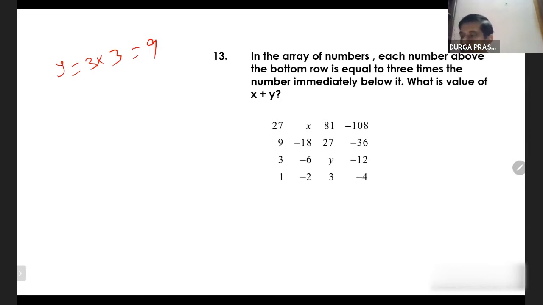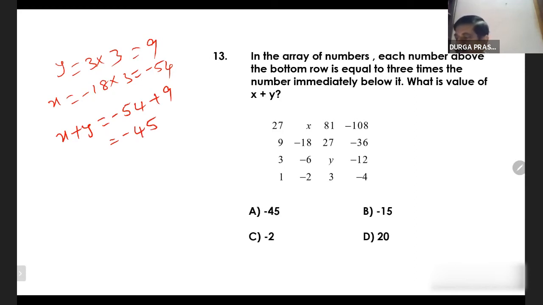It is here. X equal to minus 18 into 3. That is minus 54. So you know x and y. Add x and y. X plus y equal to minus 54 plus 9. That is minus 45. So the option is minus 45, option A. Please note it fast, quick.